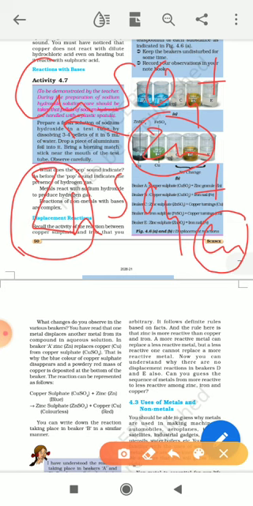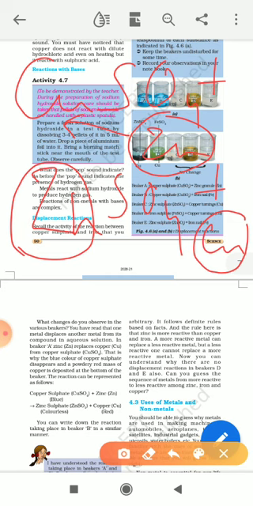Much more about it you will read in your higher classes. That time you will read the periodic table. Through the periodic table you can understand that some metals are more reactive and some metals are less reactive. So always keep in mind that a more reactive metal can replace a less reactive metal, but a less reactive metal cannot replace a more reactive metal. I hope this much is clear. If you have any doubt regarding this, you can ask.